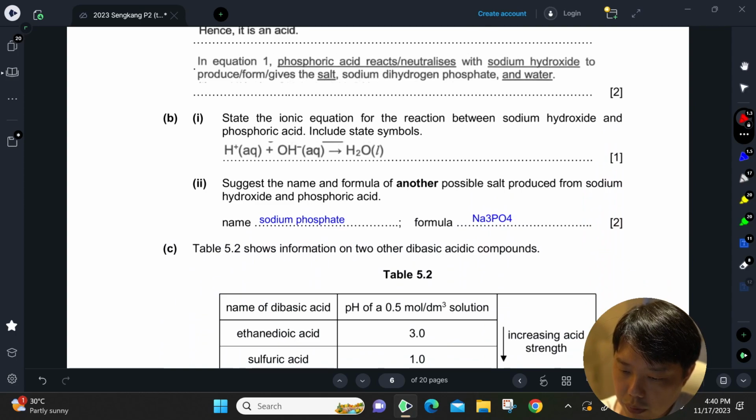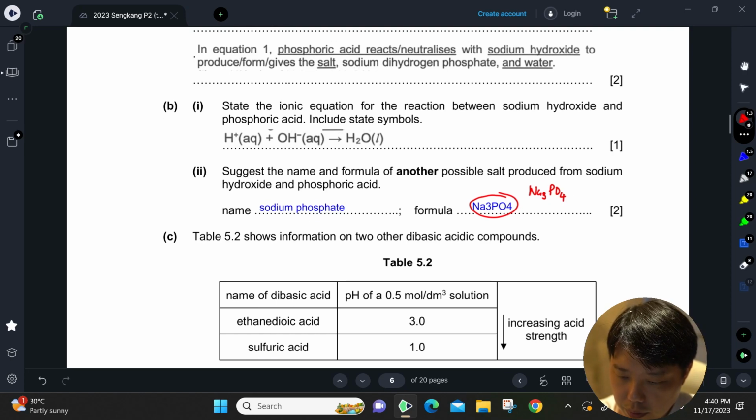Suggest the name and the formula of another possible salt. The other possible salt is basically the one that has all the H's neutralized already, so just sodium phosphate. This is the salt that is possible to be formed.